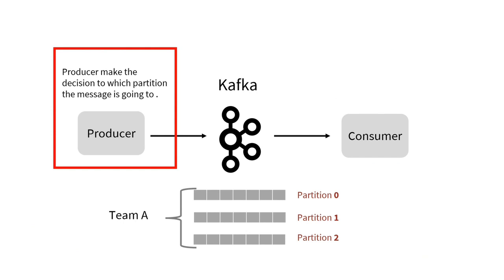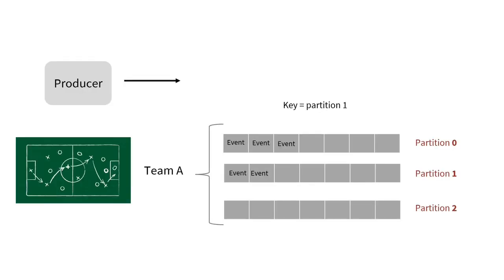The producers make the decision to which partition the message is going to. So once the producer specifies the key, let's say for example the key is partition 1, then using our example, every time team A scores, this would go to partition 1. Now you can give the key different names related to your application. For example, every time team A scores in the first match, then we keep the updates in partition 1.